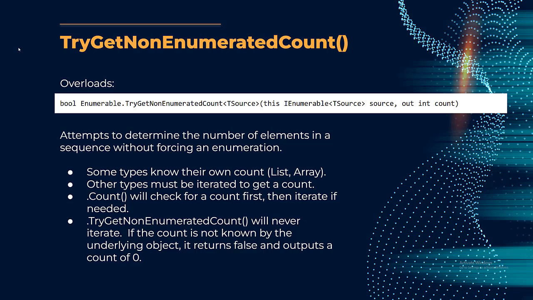So this method is a way that you can get that count, but if you don't want to enumerate the collection to get the count, this won't do it. It'll just give you the count if it knows what it is. If it doesn't know the count in the underlying type, this function will just return false, and its output parameter that normally would have the count will have a count of zero.